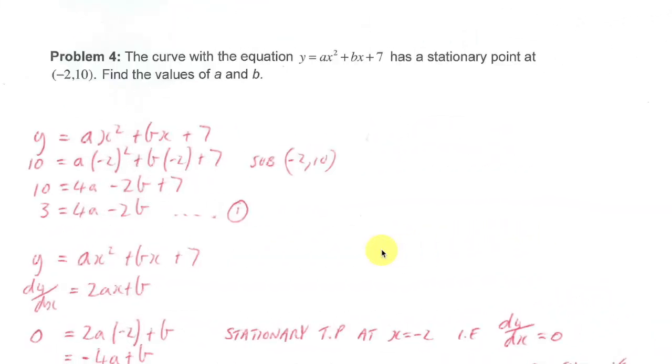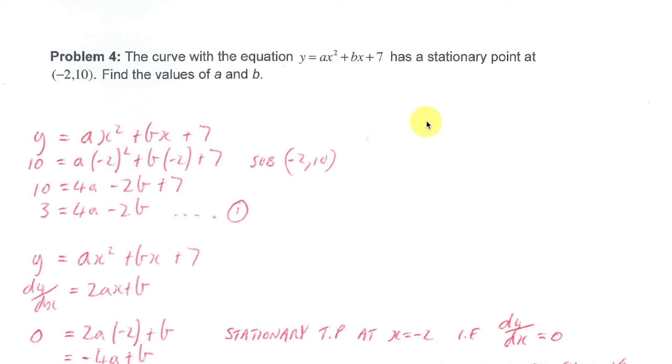One of the tougher questions, because we've been given a function but it's got an unknown a and an unknown b, an unknown coefficient of x squared and an unknown coefficient of x. But we know that there is a stationary turning point at (-2, 10), and we have to work out what a is and what b is.